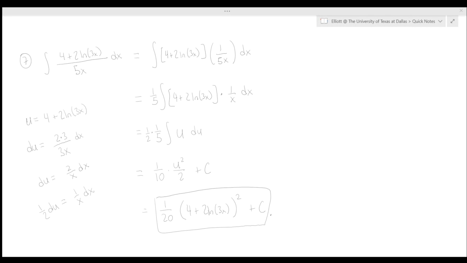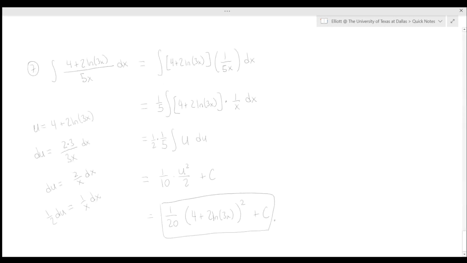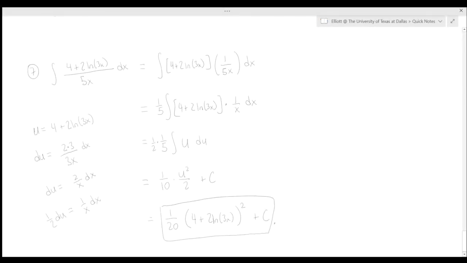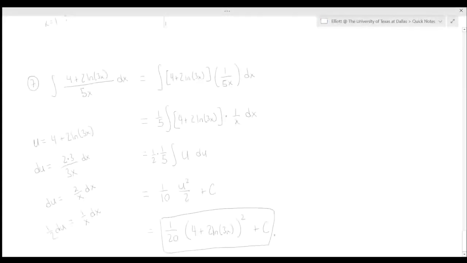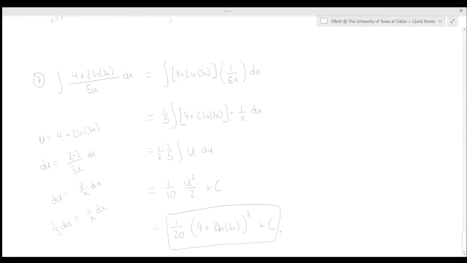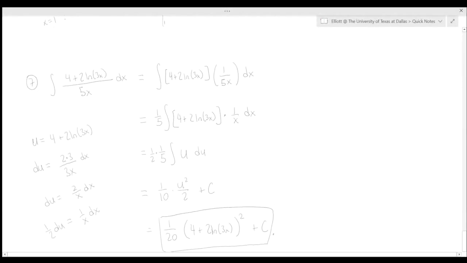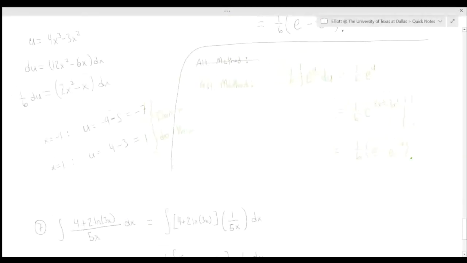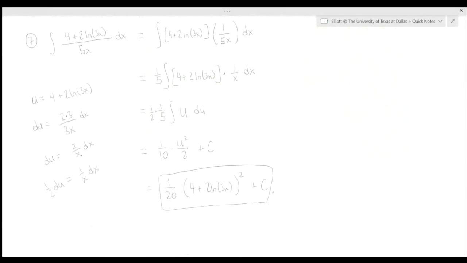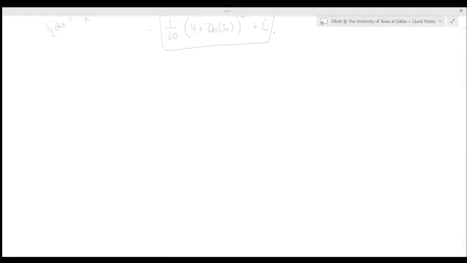Yes. Mm-hmm. All right, good. All right, so yeah, now I want to take a look at problems involving integration by parts. Okay.